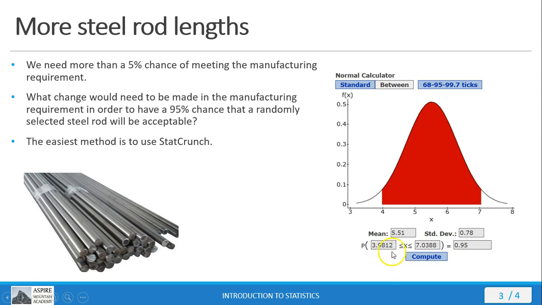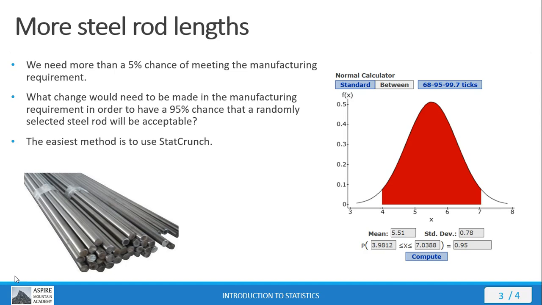Well, look at here, we've got 3.98 on the left side and 7.04 if you round it to 2 decimal places on the right. That's a pretty wide tolerance band. So yeah, this is just not going to work for us.